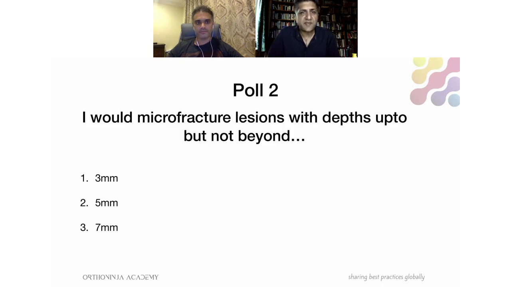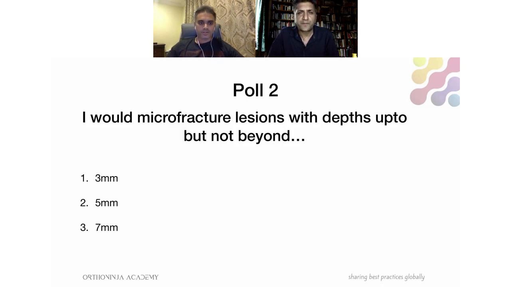Well, 3 millimeters, I'd feel perfectly comfortable with microfracturing, and 7 millimeters, that's quite a deep cleft, and I'd be worried that if I microfracture, I'm just going to leave some cysts left behind. And 5 millimeters, it seems that it's achievable.